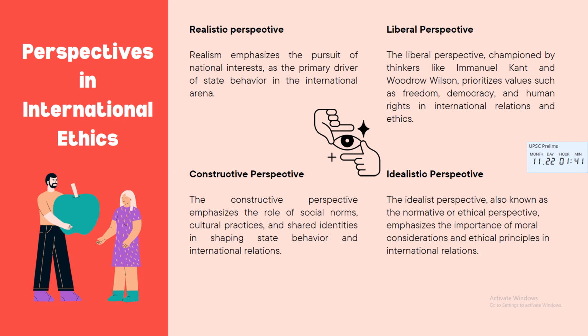Next one is idealistic perspective. It's also known as the normative or ethical perspective, which emphasizes the importance of moral considerations and ethical principles in international relations. Idealists usually believe in building a more peaceful and just world through international cooperation, diplomacy, and respect for human dignity. They always advocate for promotion of human rights, environmental protection, and the rule of law on the global stage. So that's a perspective which we must take into consideration.